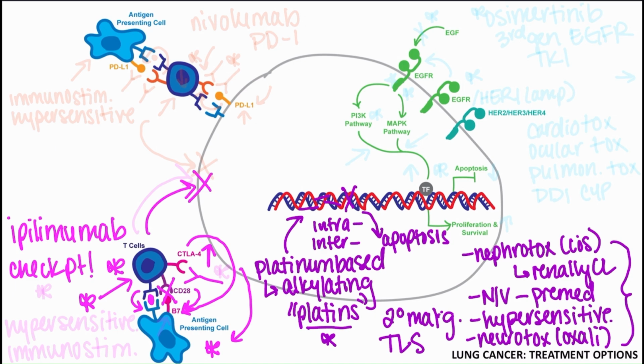This is where ipilimumab comes into play, our monoclonal antibody. By administering this agent, it can bind to CTLA4 and prevent its ability to actually bind that B7 molecule on the antigen-presenting cells. This way we prevent the T cell off switch, so the immune response mounted against the lung cancer can actually continue to be perpetuated.